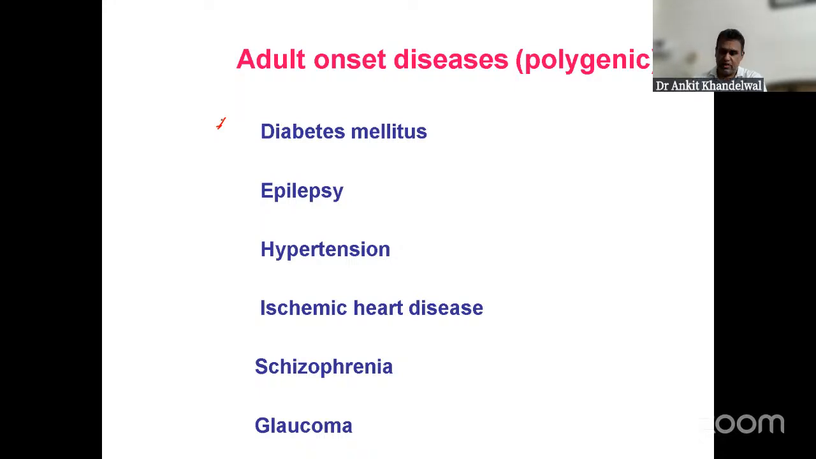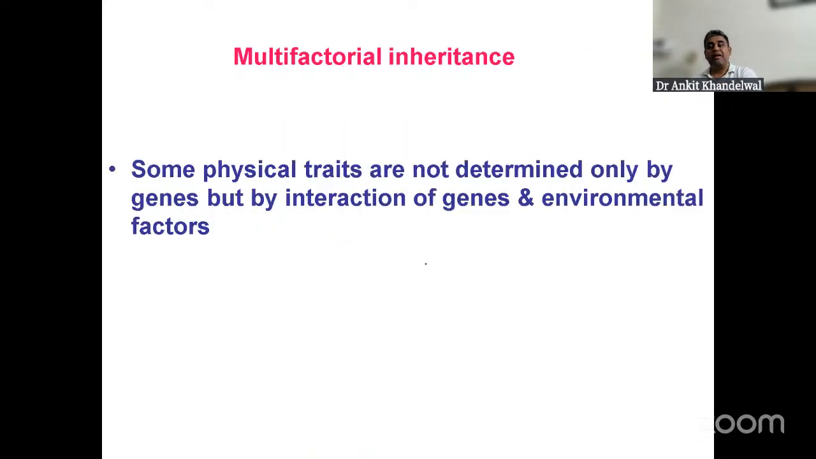Some disorders like epilepsy can occur from any age. Hypertension, ischemic heart disease, schizophrenia, as I told, and obviously glaucoma also. Multifactorial inheritance, what is that? Some physical traits are not determined only by genes, but by the interaction of genes and environmental factors.